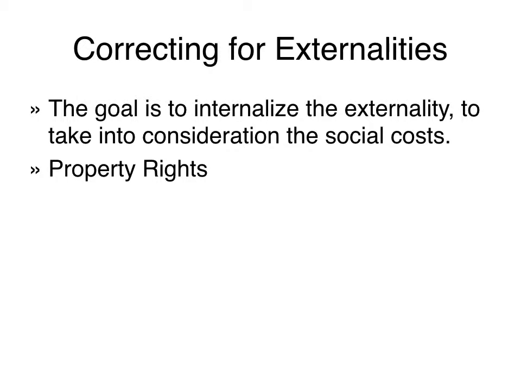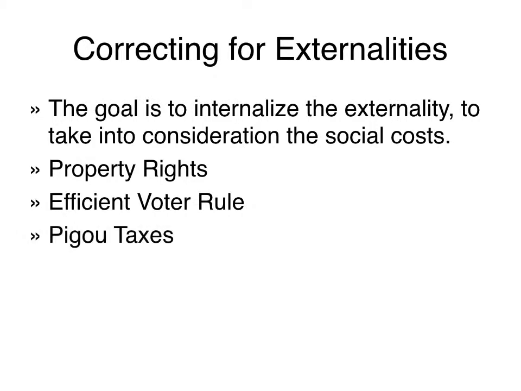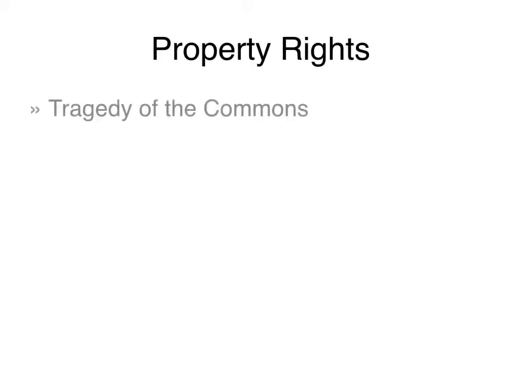One is to enforce something called property rights. Another way is an idea called the efficient voter rule, Pigou taxes, and finally something called Coasian solutions. So let's look at each one of these in turn. First of all, property rights.